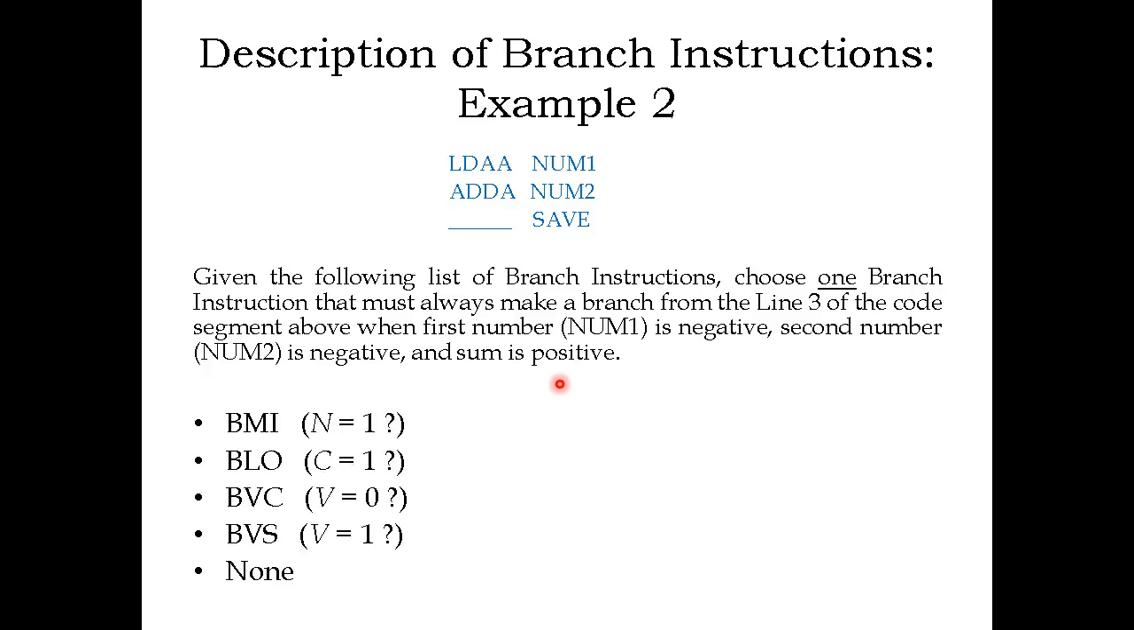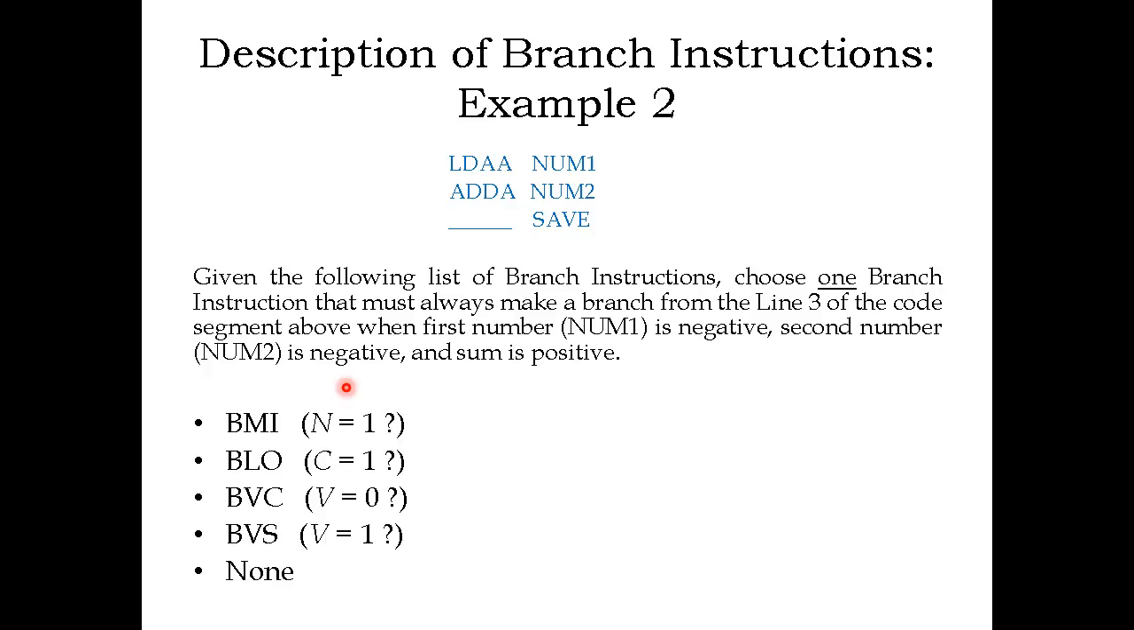Okay. Again, let's check all the condition of the given branches. Let's check the first one. The condition is N equals 1. I don't think this will work because sum is positive, right? That was mentioned. But since the sum is positive, the N flag will never set. So this will not branch, right? So how about C flag? First number is negative, second number is negative, and the sum is positive. Do you think the C flag might set?